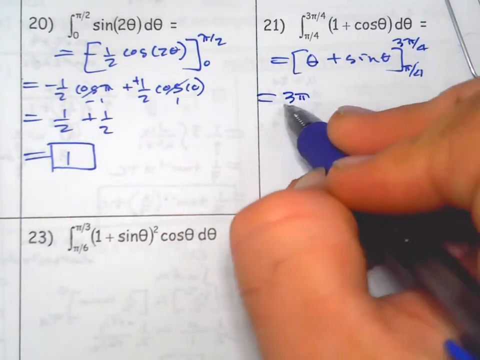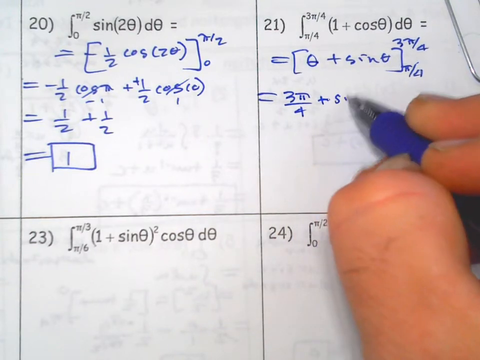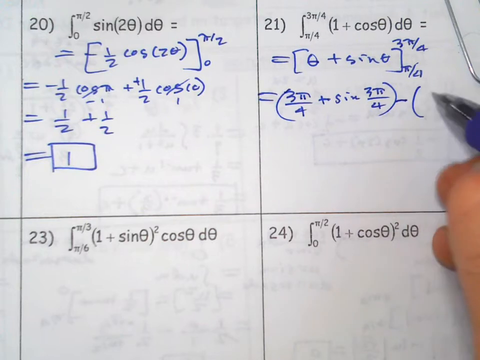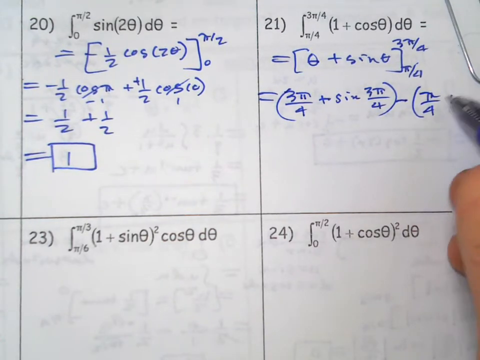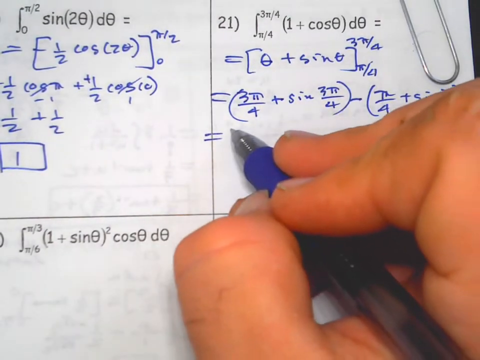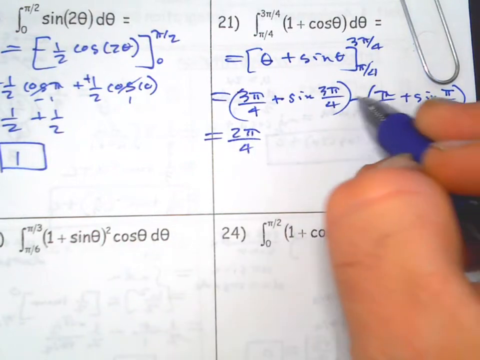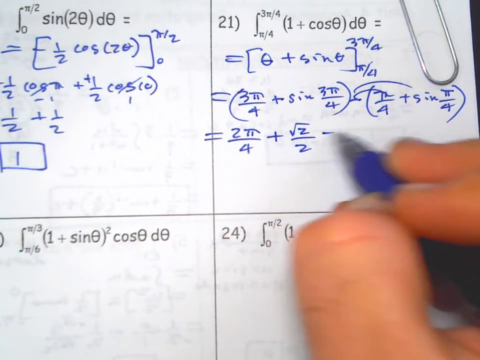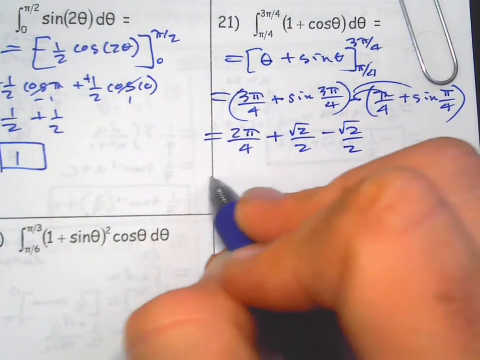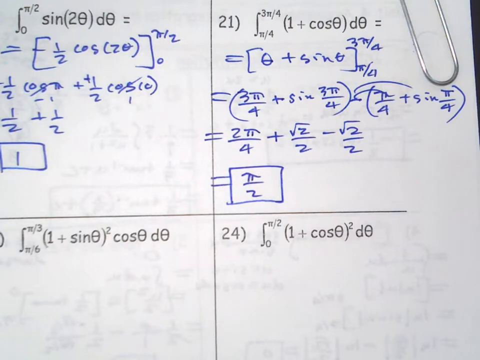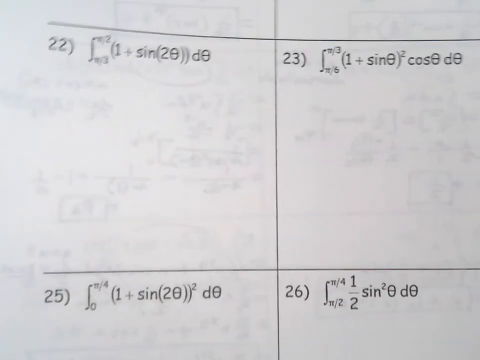3 pi over 4 in first. Pi over 4 in next. Subtract it. So we're going to get 2 pi over 4. I distribute that negative, plus root 2 over 2 minus root 2 over 2. So we're going to get pi over 2 for our final answer. Okay, not bad yet.